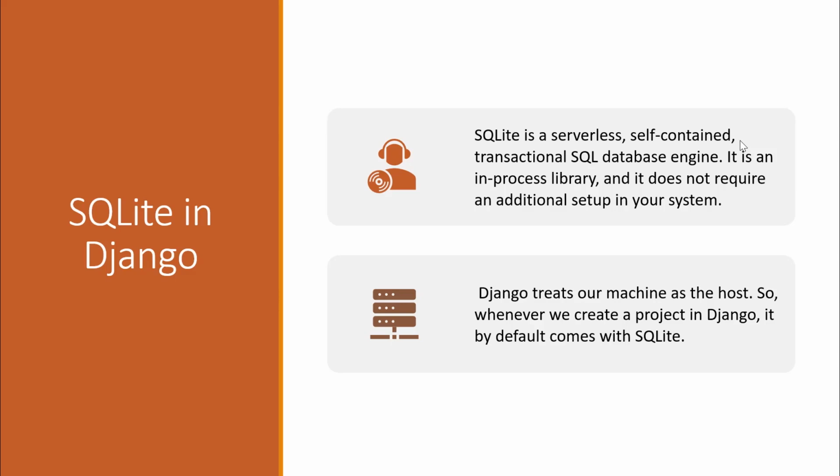Basically, Django is a server-side framework. When we launch the server from the command line or the terminal, it treats our machine as a host. Whenever we create a project in Django, it comes with SQLite by default. So when we launch our server and generate our first Django app, the database file named db.sqlite3 is automatically created.